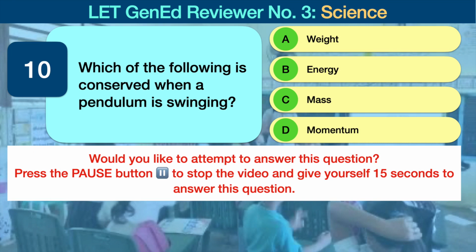Question number 10. Physics. This is the final question. Which of the following is conserved when a pendulum is swinging? A. Weight. B. Energy. C. Mass. D. Momentum.